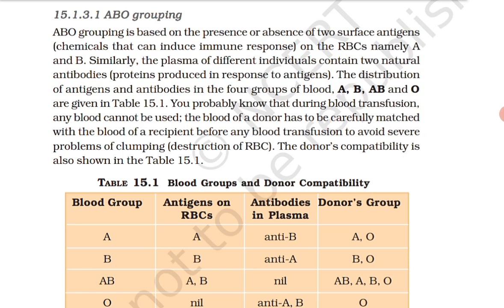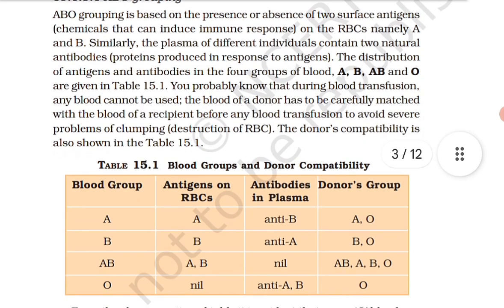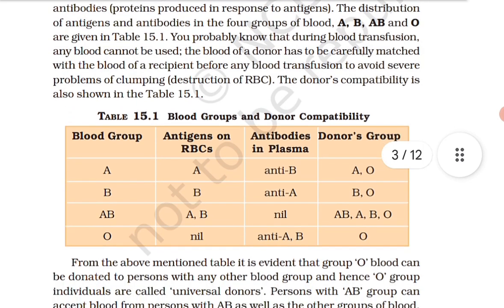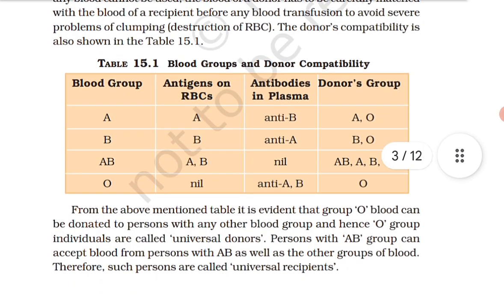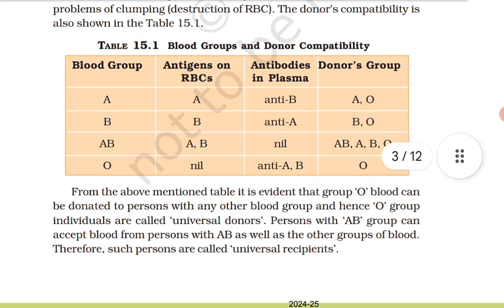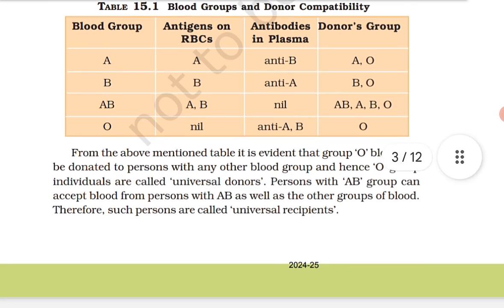As you know, blood of human beings differs in certain aspects though it appears to be similar. Various types of grouping of blood has been done. Two such groupings, the ABO and Rh, are widely used all over the world. First is ABO grouping. ABO grouping is based on the presence or absence of two surface antigens. Antigens are chemicals that can induce immune response.